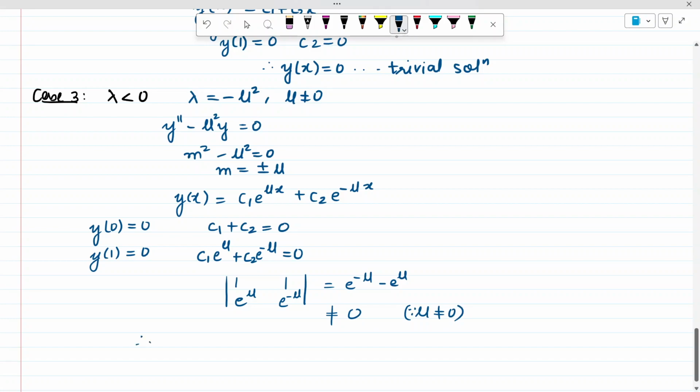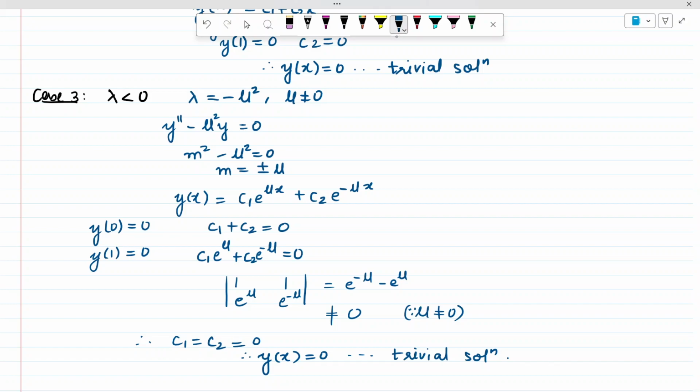So therefore, we will always get only trivial solutions. So y of x has a trivial solution, that is, this implies c1 is equal to c2 is equal to 0. So y of x will be equal to 0. Again, only the trivial solution, which means no eigenvalues and no eigenvectors. I hope things are clear so far.